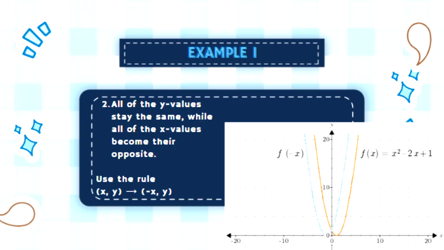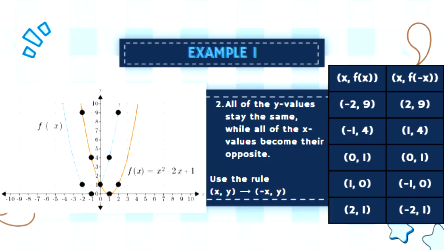Okay. Number 2, all of the y values stay the same while all of the x values become their opposite. Use the rule (x, y) becomes (-x, y). The only numbers that change are the x's.